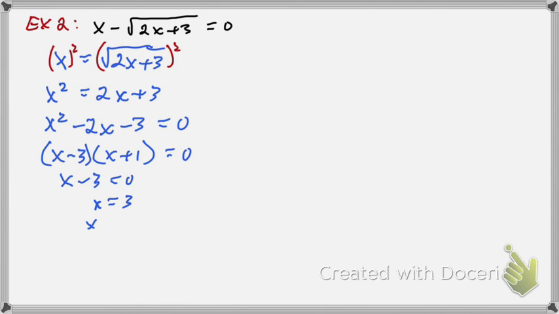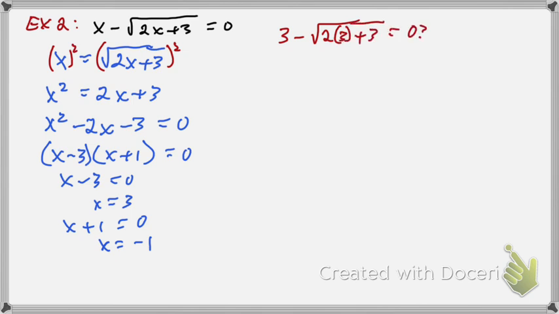So there's one potential solution. There's our other one. We check them because we squared something. So I'll take the 3 first. I've got 3 minus... does that equal 0? Make sure I copied it right. Yeah. So I've got 3. Under the radical, I've got 6 plus 3, so that's 9. I'm going with a yes on that one.